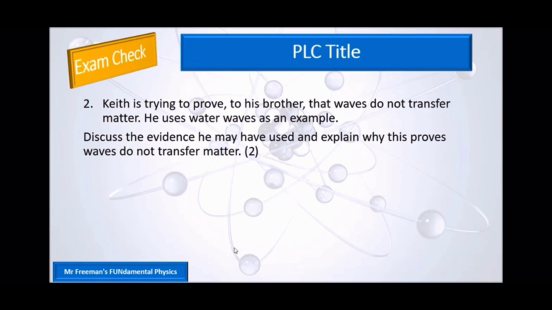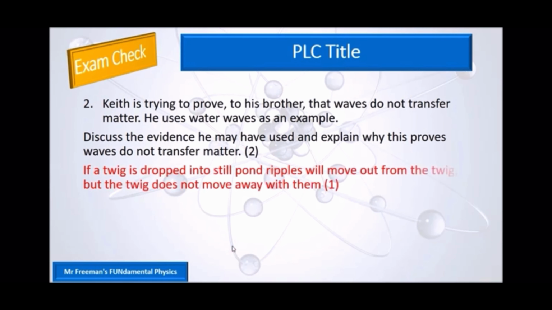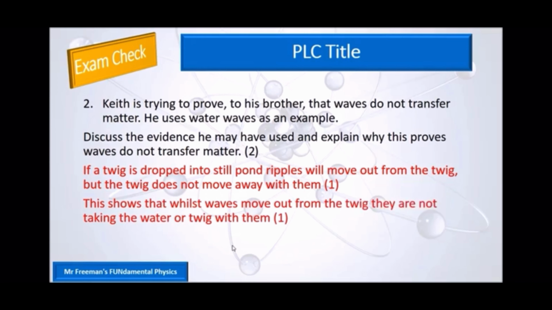And the second one here, trying to prove to his brother that waves do not transfer matter. We're going to discuss the evidence that we may have used to explain why this proves waves do not transfer matter. If you remember, we talked about dropping the twig into the pond. The ripples will move out from the twig, but the twig doesn't move away with them. This shows that whilst the waves move out from the twig, transferring energy, they do not take the twig with them, which means they do not transfer matter. And just remember, waves transfer energy, but not matter.